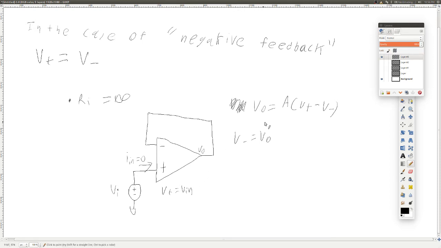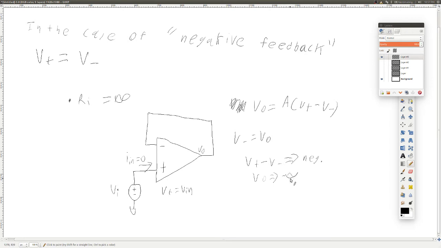So let's assume for a moment that V plus is equal to V minus. What happens if V minus goes in any direction? So, for example, let's say that V minus increases in value. Well then, V plus minus V minus goes to a negative value. So if V minus is larger than V plus, this value is negative. And that means that V out in our equation goes to negative infinity.